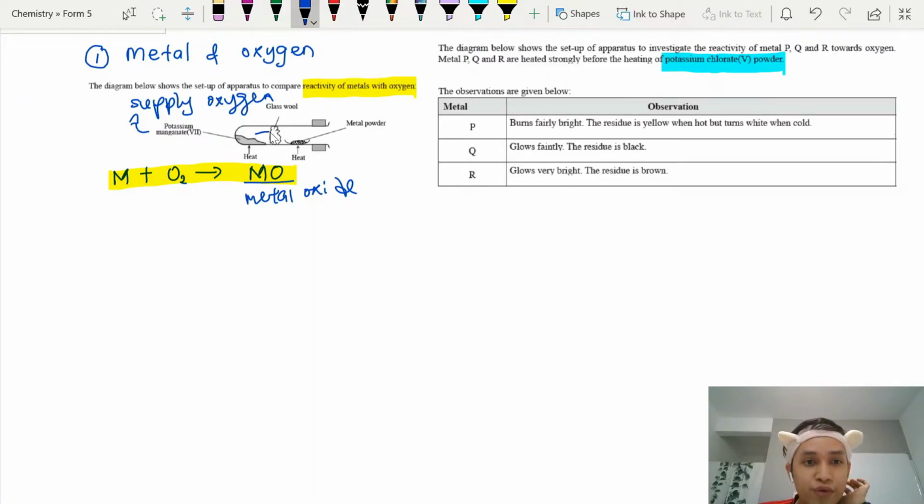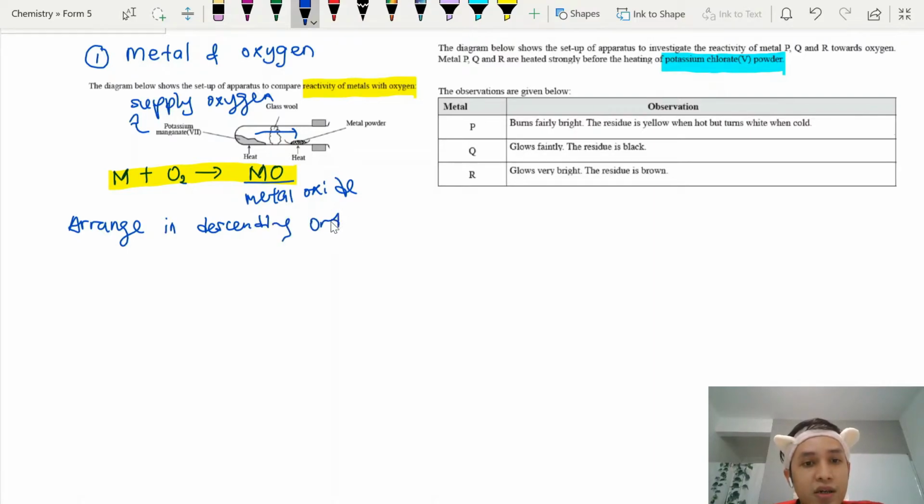So the oxygen will flow through the glass wool, and then the metal will react with the oxygen to form the metal oxide. So how can I arrange? The first thing they will always ask me to do is arrange the reactivity in, let's say, descending order.